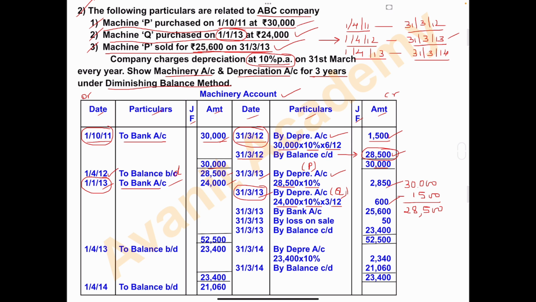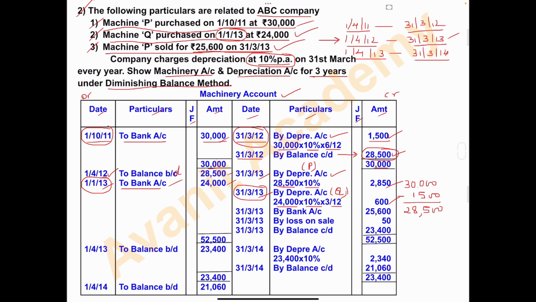Got this depreciation calculation? So we have calculated depreciation on the two machines, machine P and machine Q. Now we'll pass the entry for selling the machinery. Machinery P sold for rupees 25,600. So for selling, the entry is bank account debited to machinery account. So this machinery account is credited by bank account.